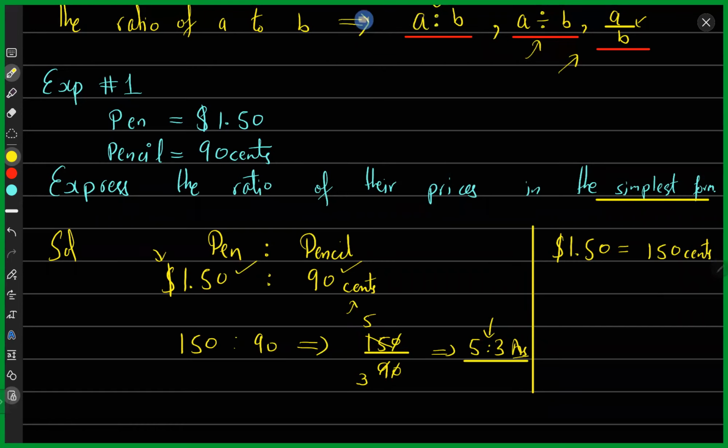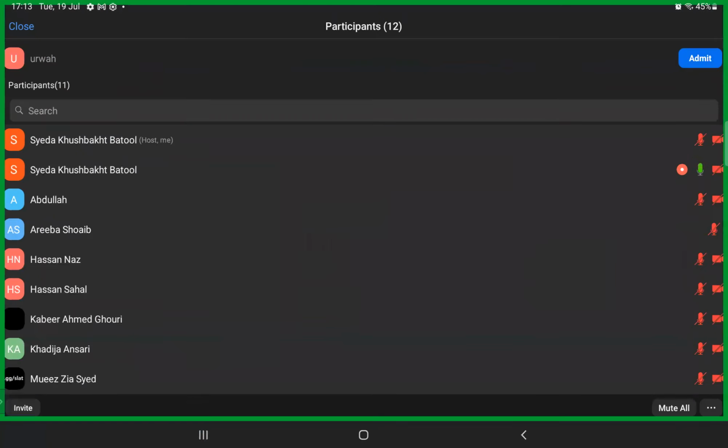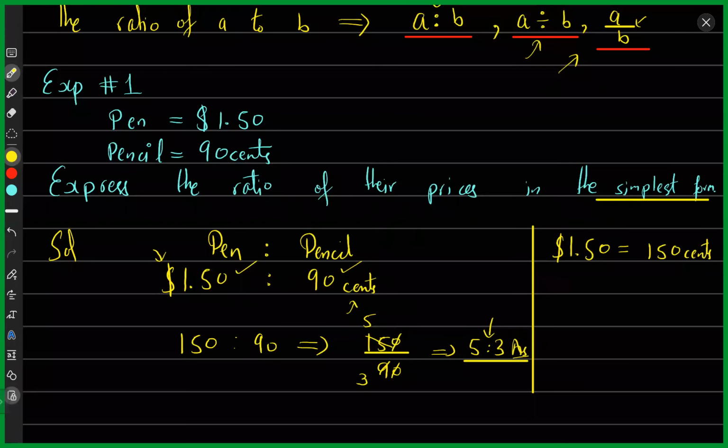Yes, anything that's coming to your mind, please ask me any question, any query, because this is the first time that we have started talking about ratios, and this is important. So if you have anything, you can ask me.